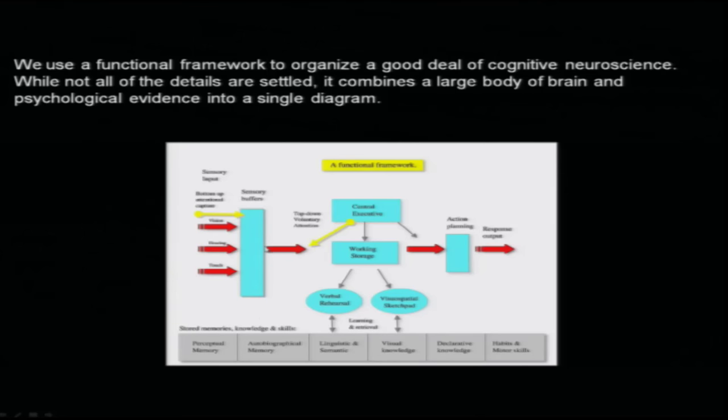And so, there is a top down voluntary attention, where the mind actually decides which one to pay attention to. So, it goes to the central executive, it goes to working storage, verbal rehearsals. So, we know memory is immediate, short term and long term. Immediate is in seconds, short term is like we are rehearsing, the mind is rehearsing, and once it goes to long term storage, it is stored in the form of autobiographical memory, linguistic, semantic, habit, motor skill. But the central executive, once it receives all this data, will decide on action planning or response output, or it may send it to verbal rehearsal and the visual spatial sketch pad.